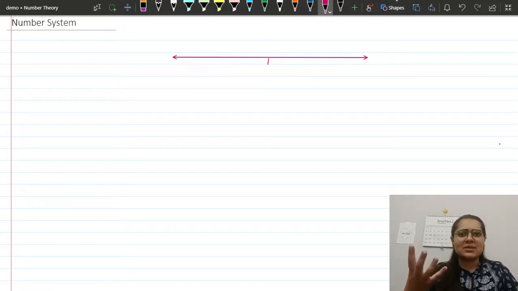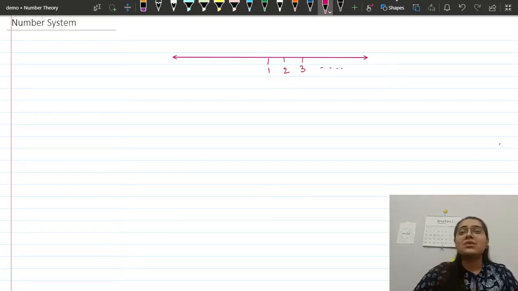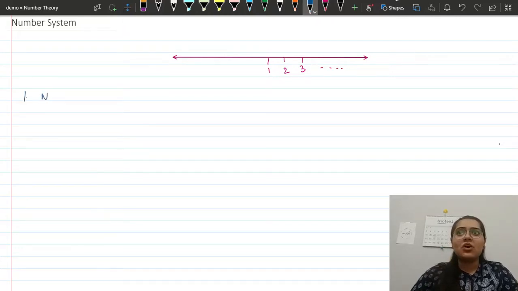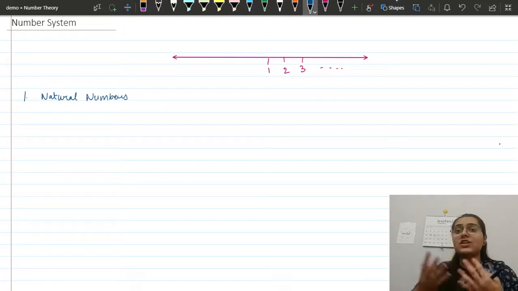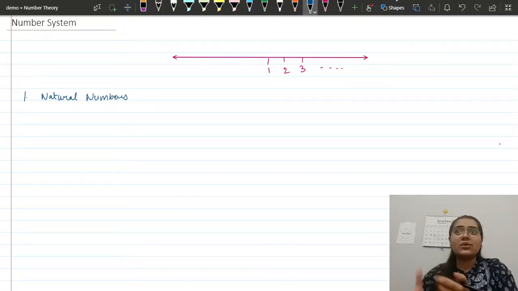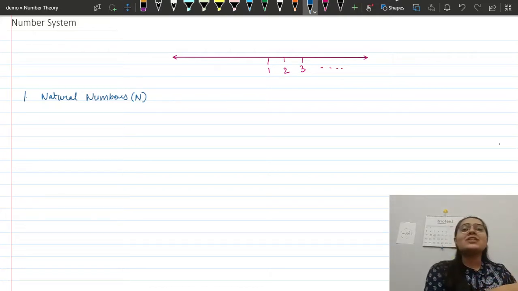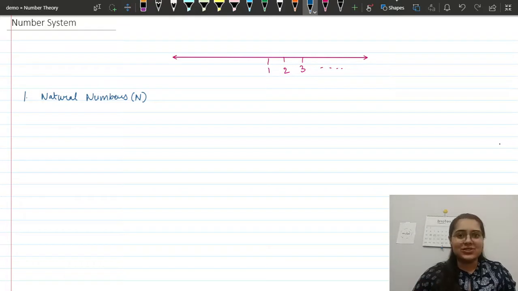So when you start writing numbers on the number line, you write them as 1, 2, 3 and so on. What do these numbers represent? What are these numbers called? These numbers are called our natural numbers. That means the numbers that we use to count, or they are also called counting numbers. They are denoted by capital N. The numbers that start from 1, 1, 2, 3, 4 and so on, these numbers are called natural numbers.